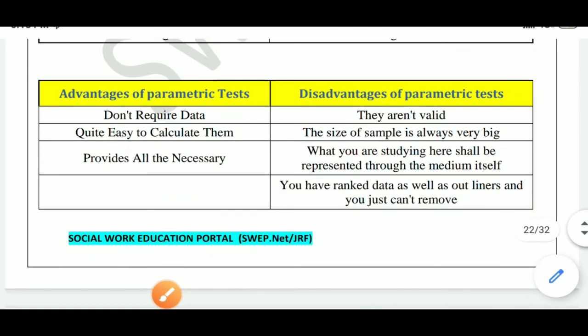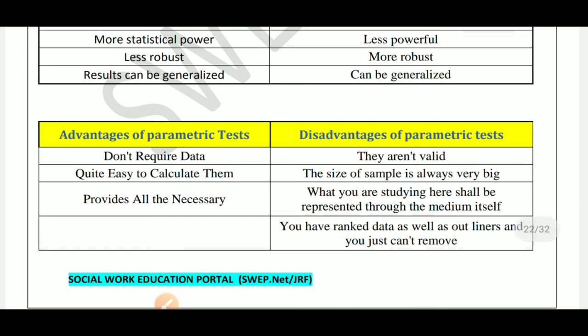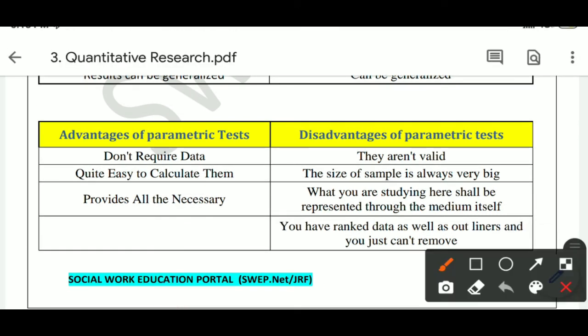Now, what are the advantages and disadvantages of the parametric test? For using the parametric test, it does not require more data, it is quick, easy to calculate, and provides all necessary information about the population. And what is the disadvantage? They are not valid, and the size of the sample is always very big, because the sample you are taking should be very big. Then you can apply the parametric test.